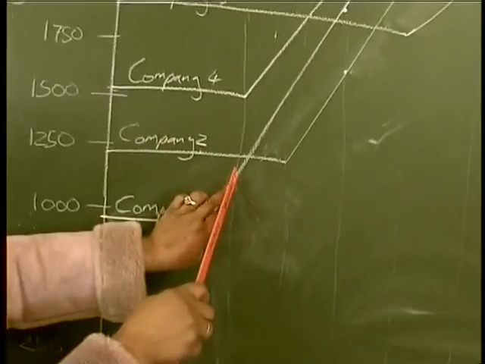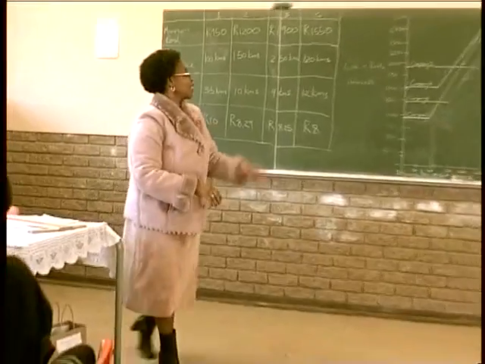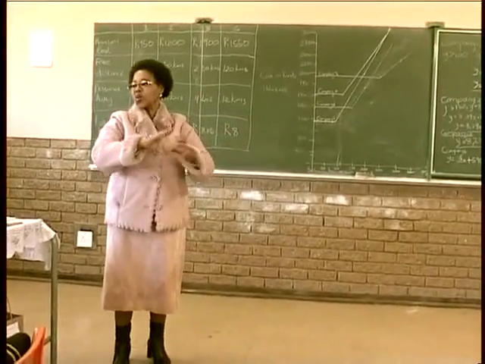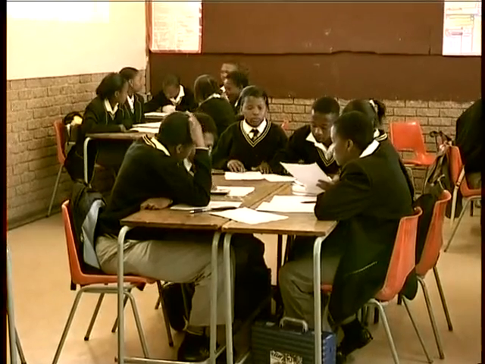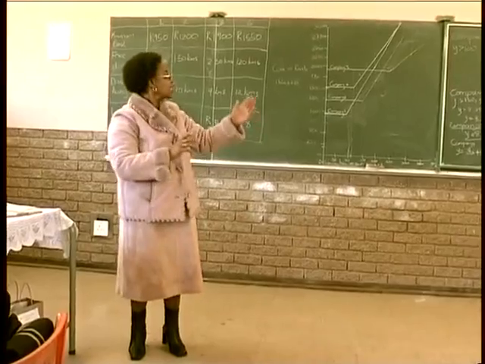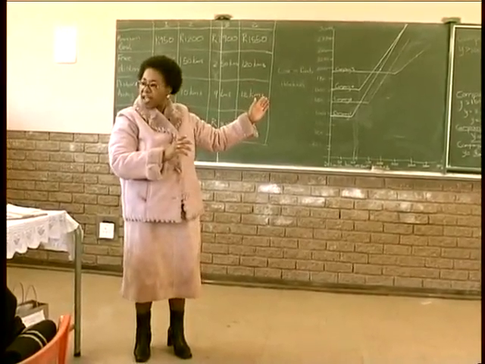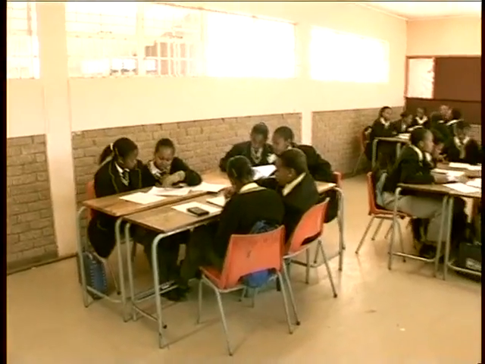trips. Company one. So at least we have drawn the graph for different companies. If you have to use one of the companies, you can easily go into your graph and check how much you are going to pay. The class identified different costs of going on school trips. These costs included parking fees, entrance fees, and the cost of hiring buses. The graph showed how different distances affected the hiring cost of the buses.